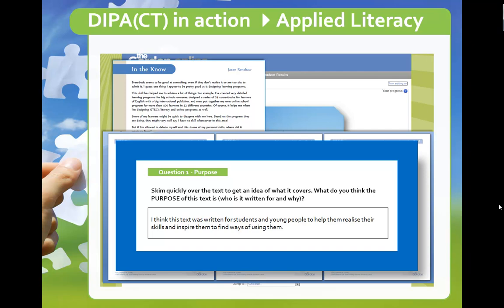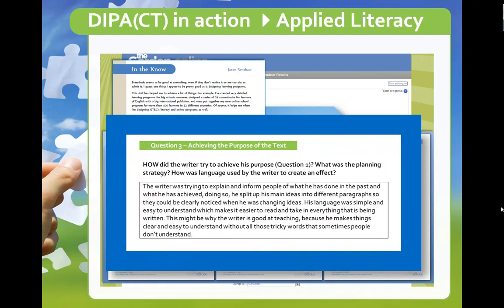Who is it written for and why? The sample answer here from a student is that I think this text was written for students and young people to help them realize their skills and inspire them to find ways of using them. So that's what this learner decided the purpose of that text was. A little bit later, after they've identified all the main ideas and supporting details, they're asked this question: how was the purpose of the text achieved? You said what you thought the purpose was, so how did the writer actually go about achieving that purpose?